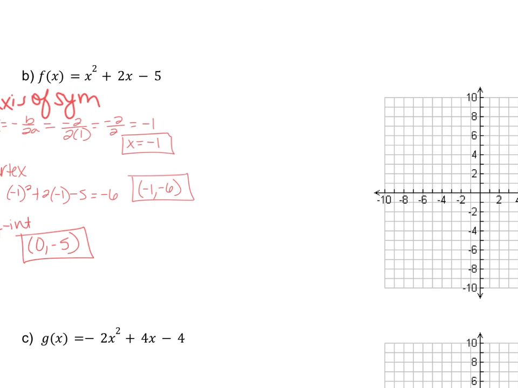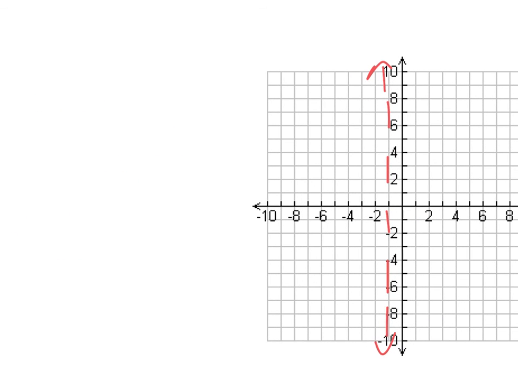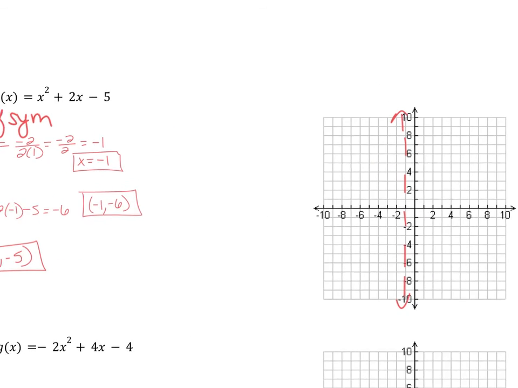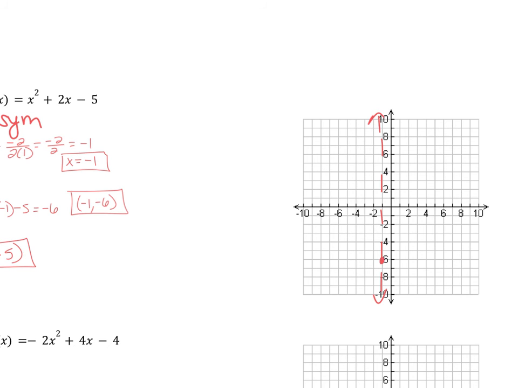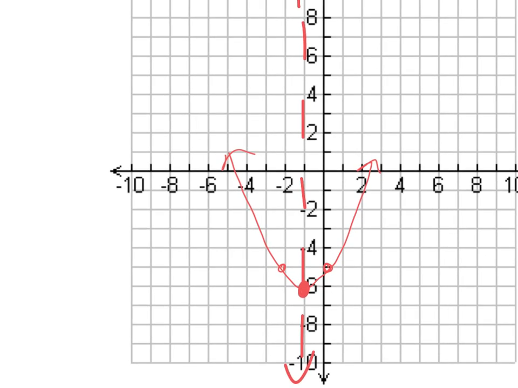Okay, so graph your axis of symmetry. Then graph your vertex. So negative 1, what was it? Negative 1, negative 6, that's way down here. And then your y-intercept is negative 5. So it will look, yeah, it's a little better. It will look something along those lines.